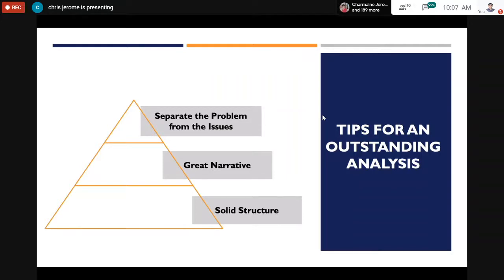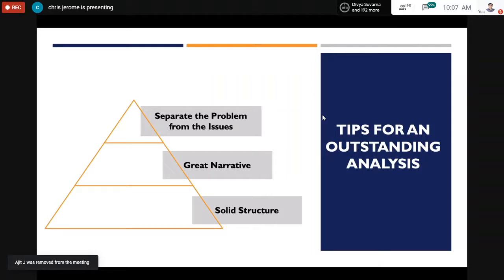There are tools that can help students use a good structure and great narrative. I'll get into some of those details later. And this is the easy part. Now, what comes with practice and doing more case studies over time is separating the problems from the issues. This is something that students will only learn by doing.